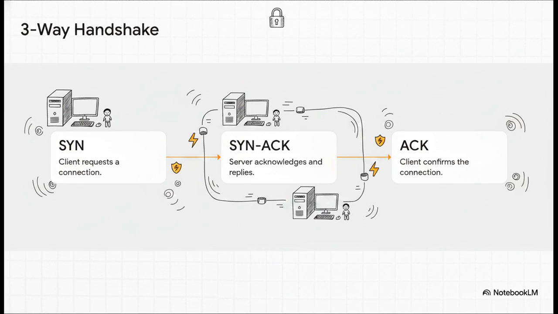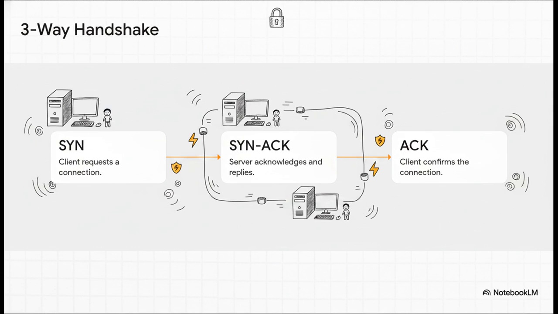It does this through a very strict process called the three-way handshake. It goes like this. Step 1, the client requests a connection with a SYN, or synchronization packet. Step 2, the server acknowledges that and replies with a SYN-ACK. And step 3, the client confirms with a final ACK. 1, 2, 3, handshake done. Only after this whole polite exchange is complete does the actual data begin to flow. It's safe, it's secure, and delivery is basically guaranteed.